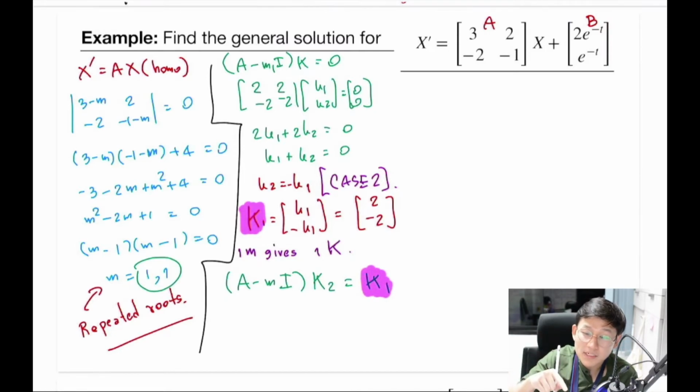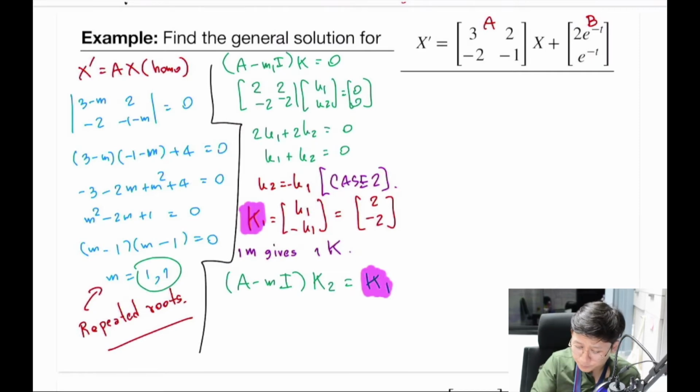If you don't remember this, go back to section 2.2, when we were looking at the repeated roots when 1m only gives you 1k. Guys, this should be the case that could be in the exam. Why? Because it's interesting. If there are going to be just 1 or 2 questions in the exam, it should be this kind of question. So try to focus on these types of questions.